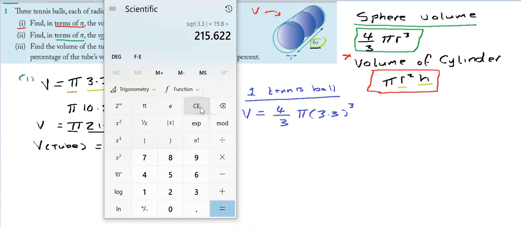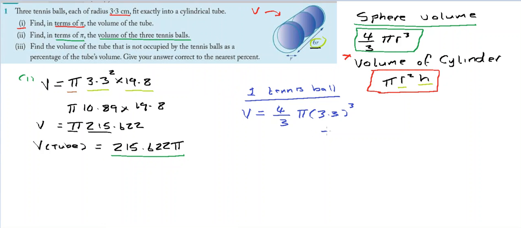So we have 3.3 cubed. That's 35.937. Let's just work through this one. So it's 35.937. That's what that is, we just worked it out. Pi times 4, that's pi, and then this is all over 3. So the volume is equal to that.